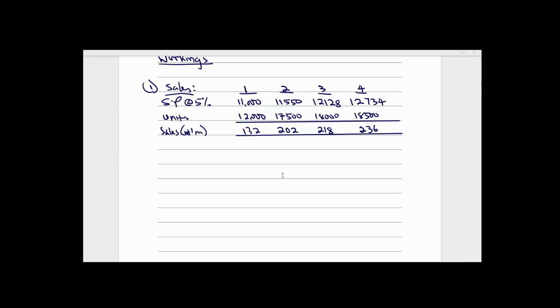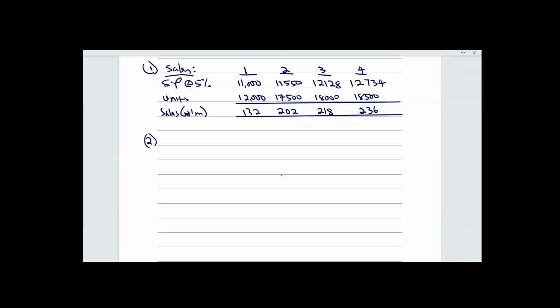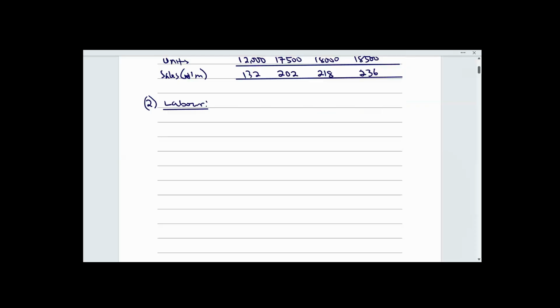So working number 2. We want to calculate direct labor. So how do we do this? We then go to the question. According to the question, we are told that 3.5 skilled labor hours at 500 naira per hour. So there are two types of labor in this question. We have skilled labor. For skilled labor, we are given 3.5 hours multiplied by 500 naira per hour.